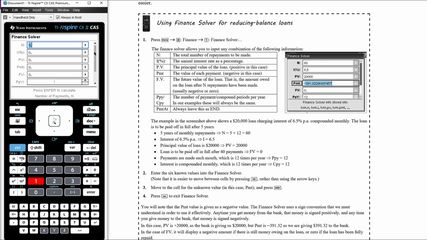I is the annual interest rate. So you don't need to adjust the interest rate if the payments are being made monthly or quarterly. The CAS will do that for you. You just give it the annual or nominal interest rate as a percentage. So if the interest rate is 8%, you don't write it as 0.08, you literally just type 8.